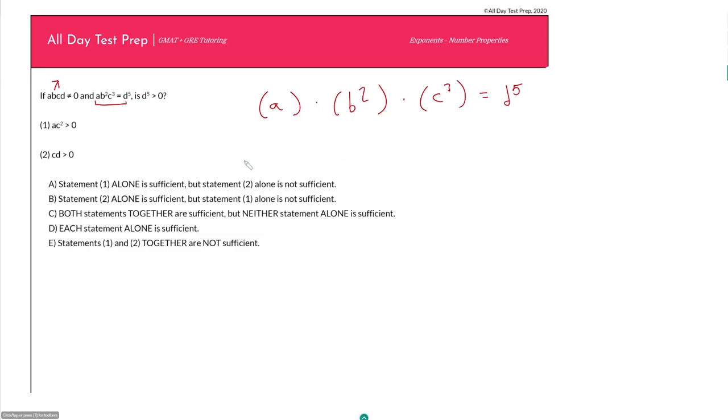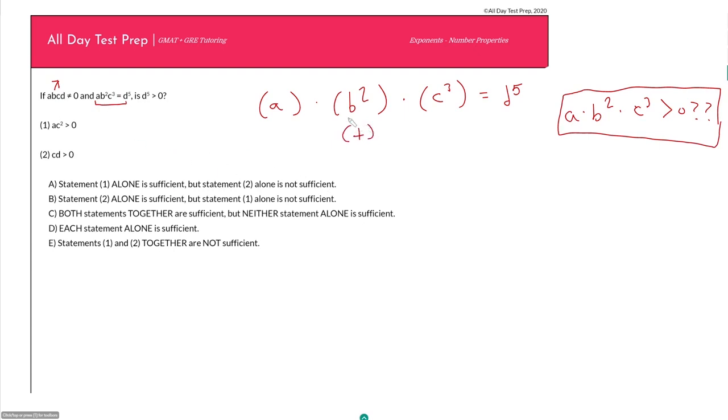So if they're asking is d to the fifth greater than 0, that's really the same as asking is a times b squared times c cubed greater than 0. So what do I know about a times b squared times c cubed? Well, to start, I know b squared must be positive, because b cannot be 0.